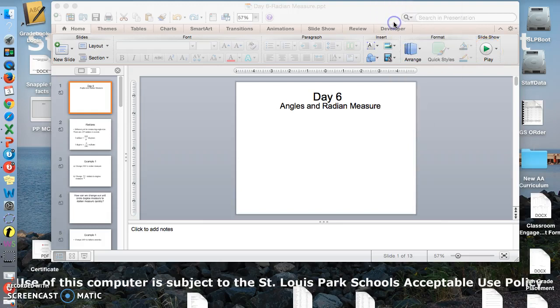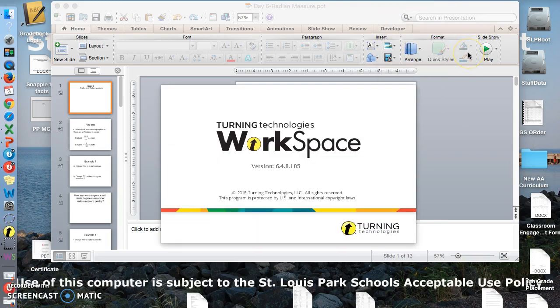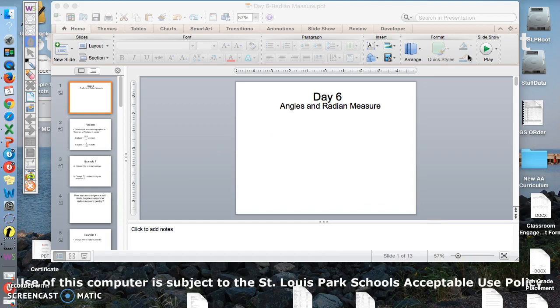Today we're going to take a look at a different way of measuring angles called radians. Up until now we've just taken a look at degrees, and you guys are getting really comfortable with working in degrees here.